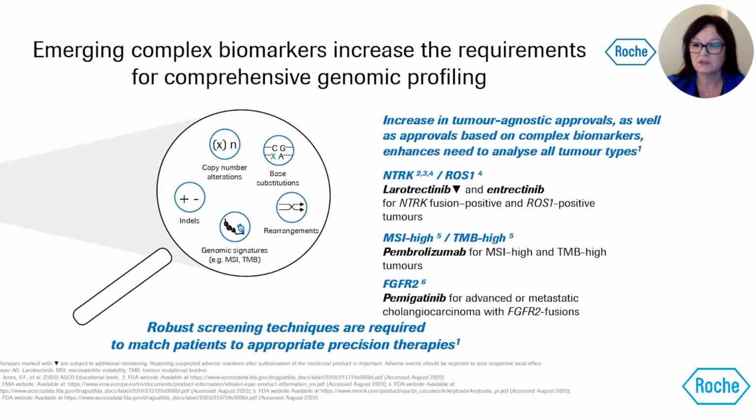Increase in tumor-agnostic approvals, as well as approvals based on complex biomarkers, and hence the need to analyze all tumor types. We see larotrectinib and entrectinib for NTRK fusion-positive and ROS1-positive tumors, pembrolizumab for MSI-high and tumor mutation burden-high tumors, and pemigatinib for advanced or metastatic cholangiocarcinoma with FGFR2 fusions.